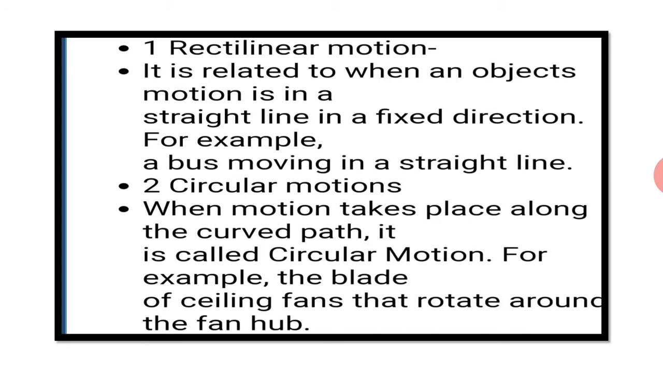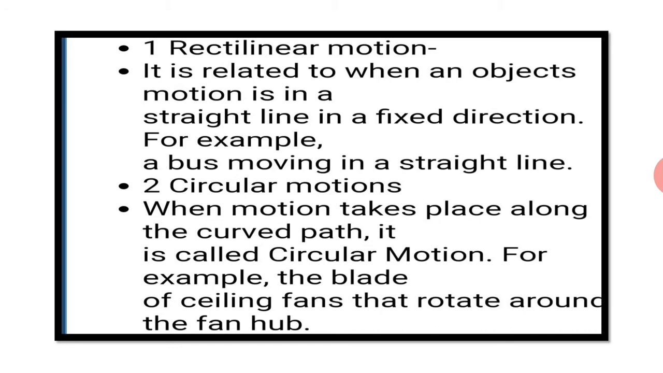Now, take a stone, tie a thread to it, and just whirl it with your hand. Observe the motion of the stone. You will see that the stone moves along a circular path. In this motion, the distance of the stone from the hand remains the same. What is this type of motion called? This is called circular motion.